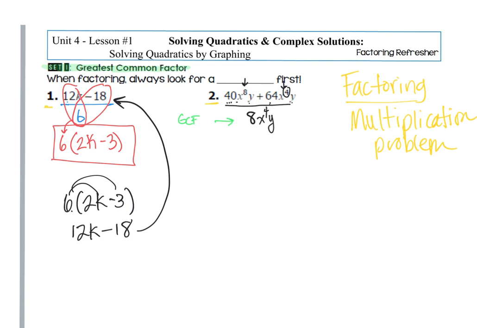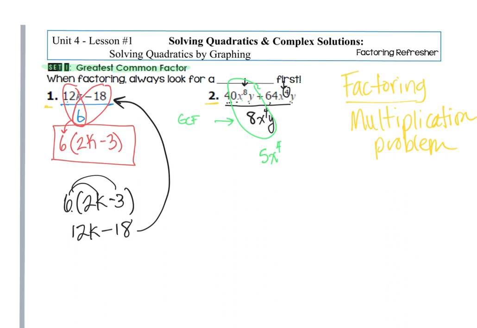But we have to divide it out of each of these terms. And that's going to be the portion that goes inside the parentheses. So we do 40 divided by 8 is 5. And then when we're dividing with variables, we subtract their exponents. So 8 x's take away 4 x's is 4 x's left. So x to the 4th. Y take away a y means all the y's are gone.